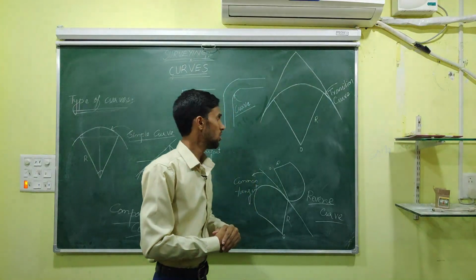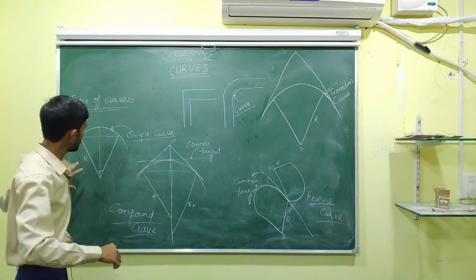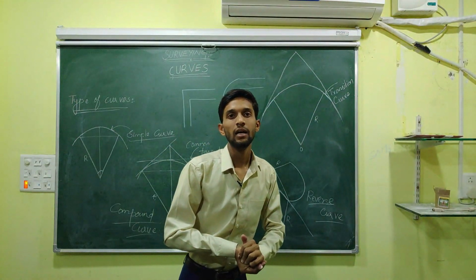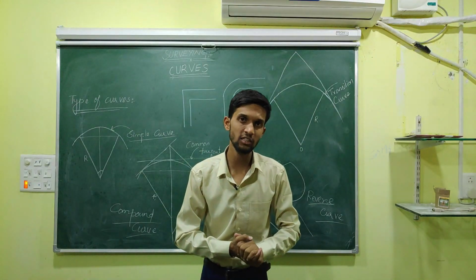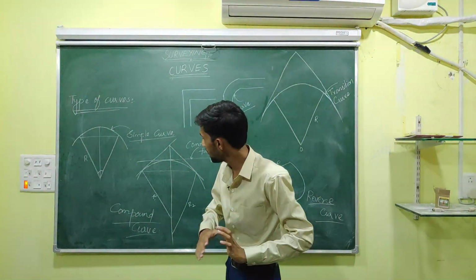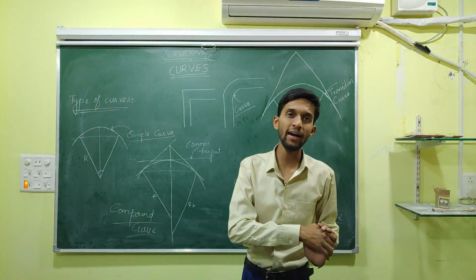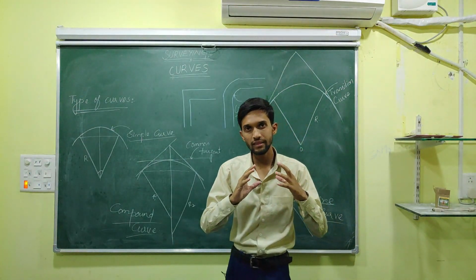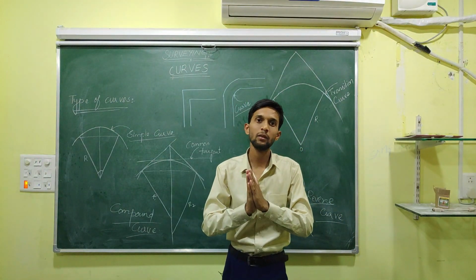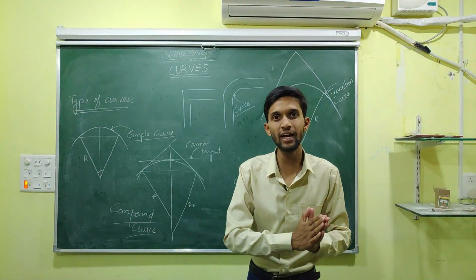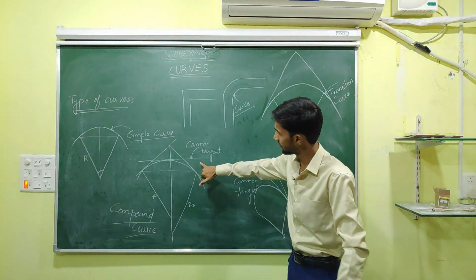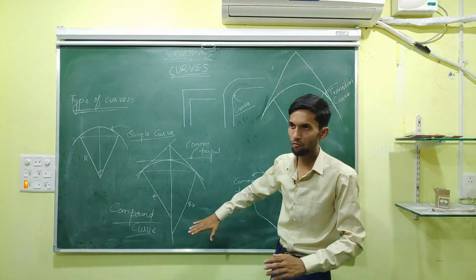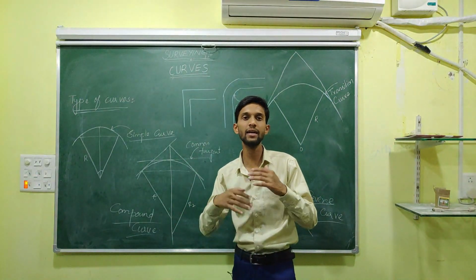What is a simple curve? A simple curve has only one radius, and we can say that a curve which has a constant radius is called a simple curve. When we move to the compound curve, it is defined as the curve which has different radii, and both radii are present on one side of the common tangent. This is the common tangent we have. The radii are present on one side of the common tangent and they are different.